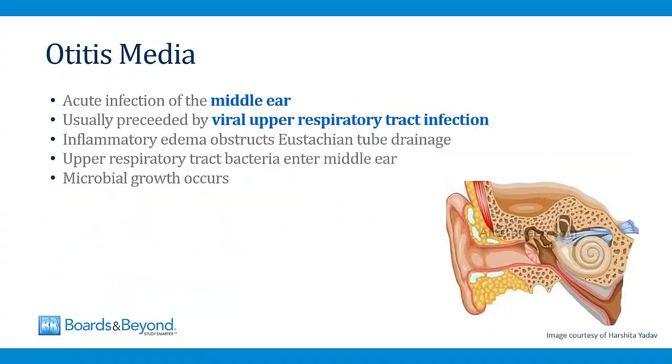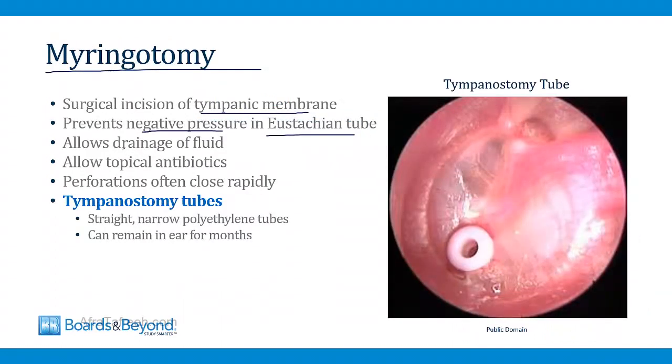If we go back to this slide, when the eustachian tube here doesn't drain normally because of inflammation and swelling, there can actually be a negative pressure created within the middle ear that sucks in bacteria and other cells from the respiratory tree, and this can lead to recurrent otitis media. So by putting a little hole in the tympanic membrane, that negative pressure situation can never occur. A hole in the tympanic membrane also allows drainage of fluids, and it also allows topical antibiotics to be placed directly into the middle ear.